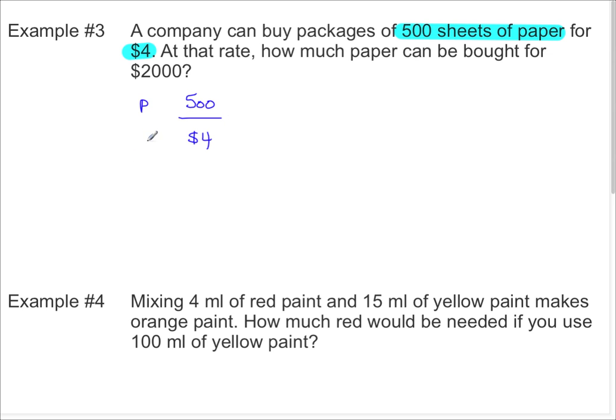So this is cost. Now when we're setting up our second one, what's the other little piece of information we've got? The other number they gave us is $2,000. Now $2,000 is a cost. It's not a number of sheets of paper, so it has to go on the bottom with the dollars. So 2,000. And we'll put our unknown up here. So now our unknown is going to equal, remember if we do cross multiplying, this times this divided by this. So 500 times 2,000 divided by 4.